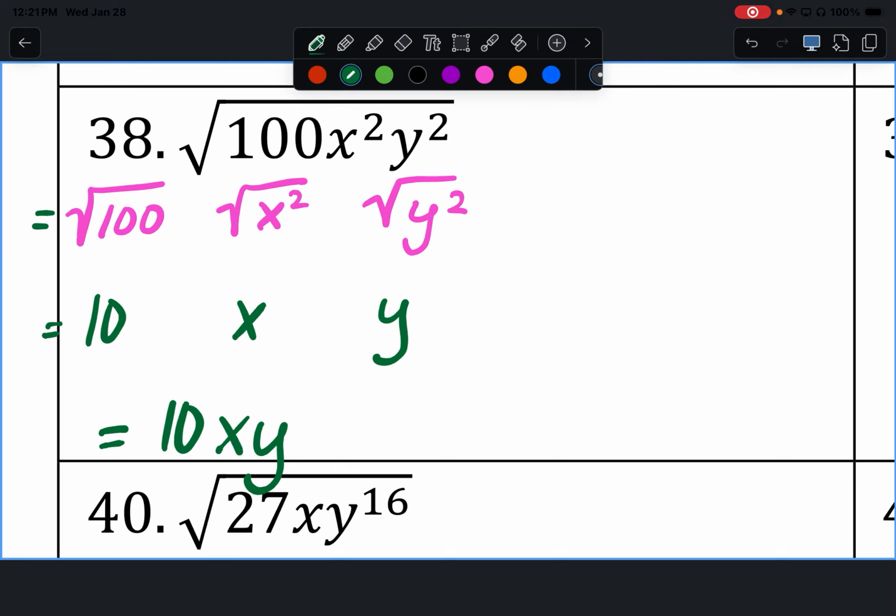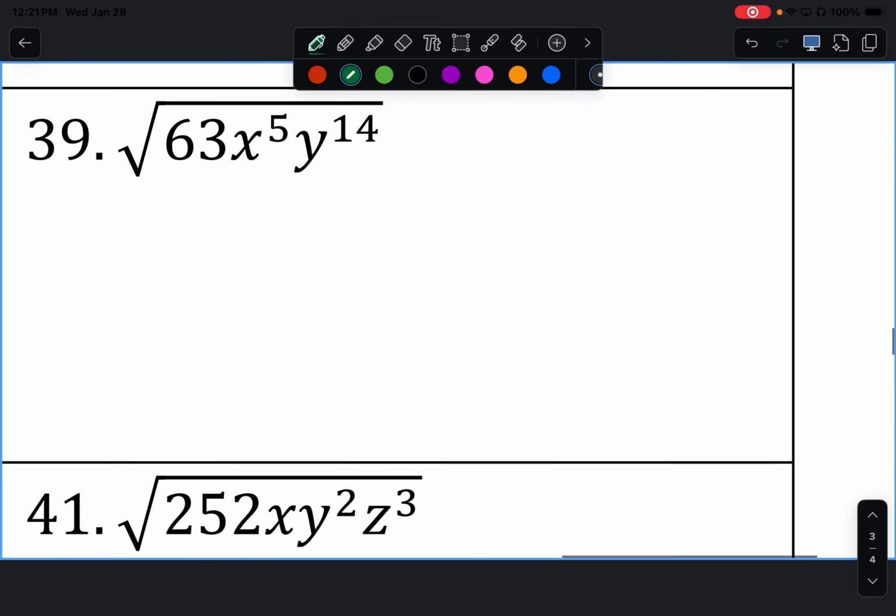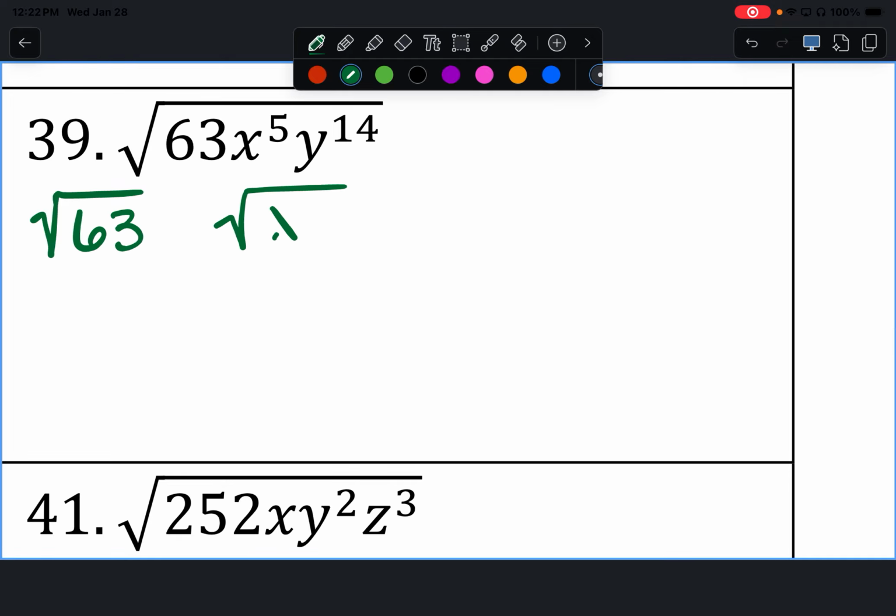What'd y'all get for the answer of that one? 10xy. All right, now we're going to look at 39. So for 39, again, this one has 3 pieces. We have the square root of 63. We have the square root of x to the 5th. And we have the square root of y to the 14th.